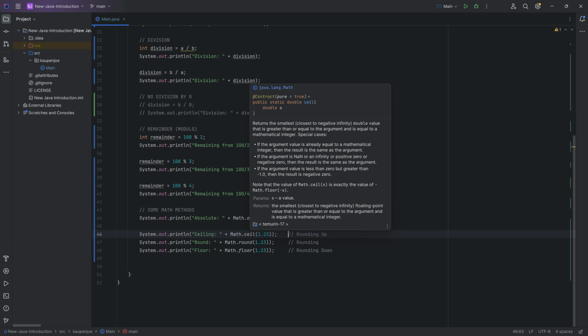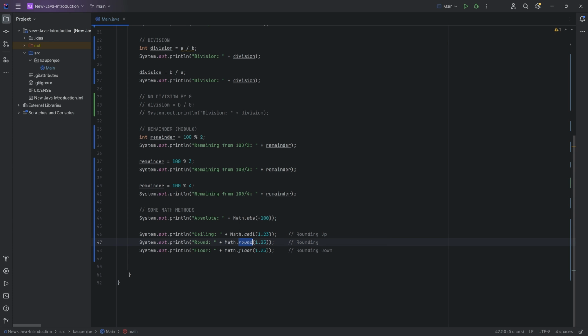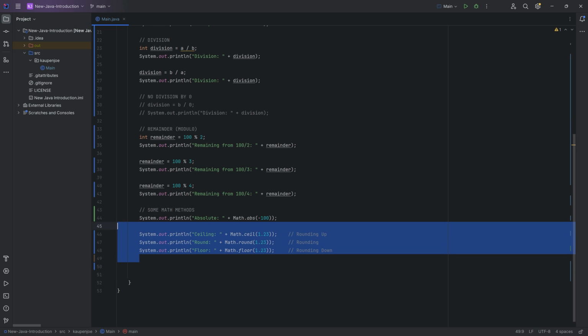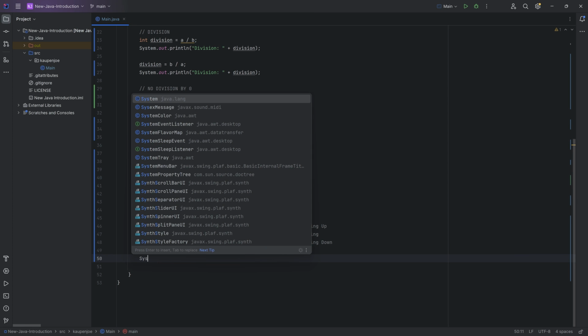Also note what they are returning. If you hover over this, you can basically see a detailed description of the method. You can see it returns the smallest value closest to negative infinity, a double value that is greater than or equal to the argument, and that is equal to a mathematical integer. Very interesting. And this returns a double as well. While round over here returns a long, which is basically just a higher integer number. So you can think of this as an integer over here, and this one also returns a double. Very interesting indeed. Highly recommended you play around with this a little bit. And that is always the best way to find out how each of those things work.